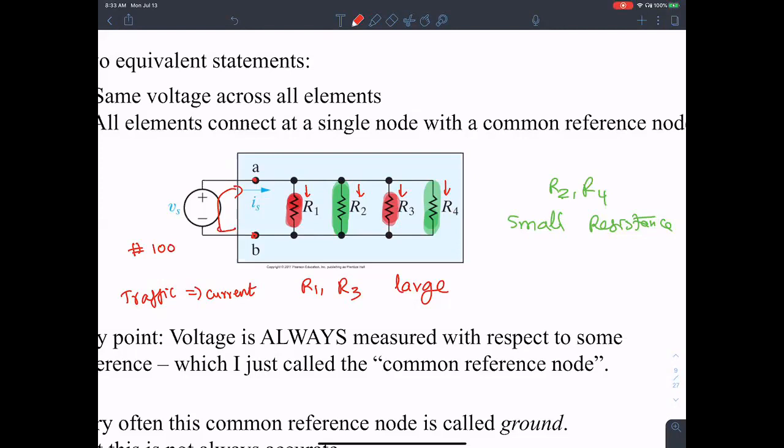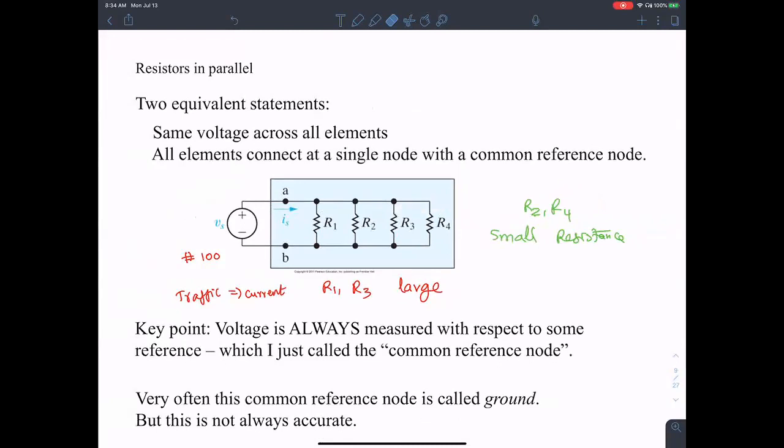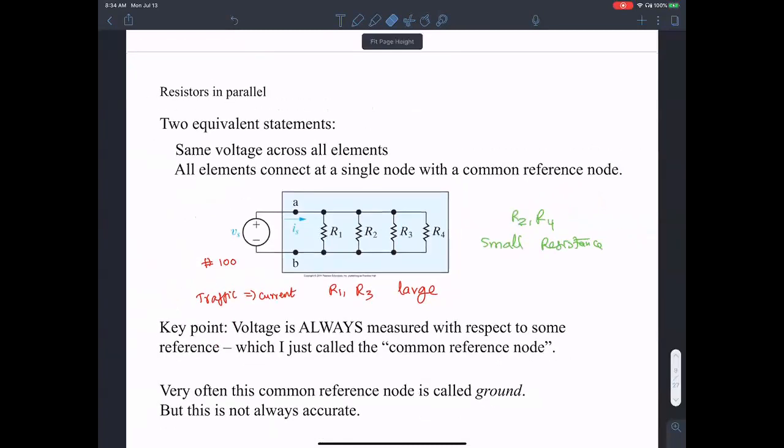What you want to see is that different parallel paths have different currents, except the voltage across all of these resistances is exactly the same. The voltage across all parallel paths in a resistance is the same. The currents are different. So that's the idea of parallel paths. When we look at some problems, we'll understand.